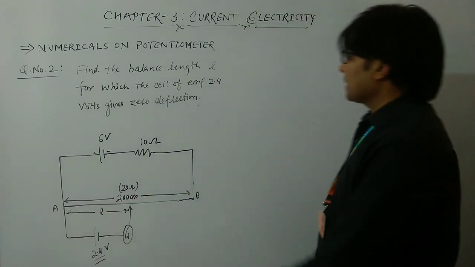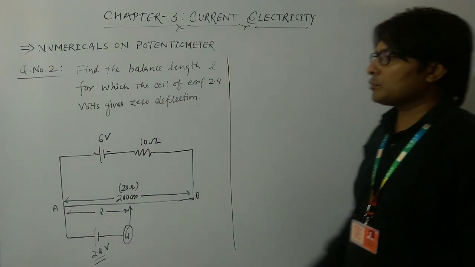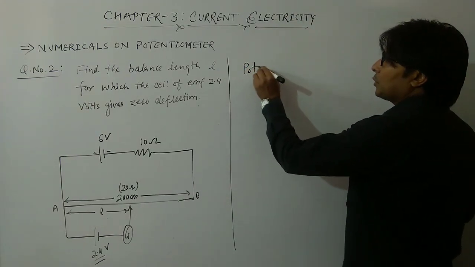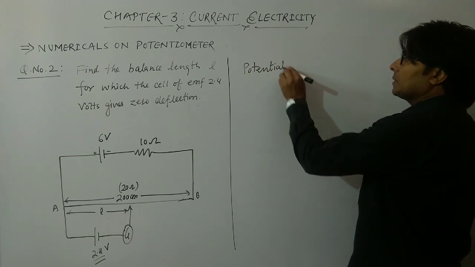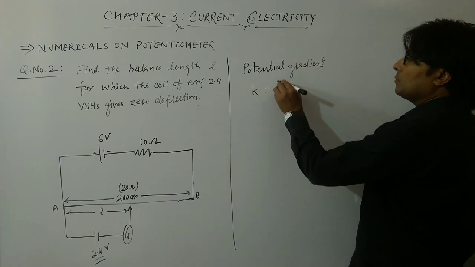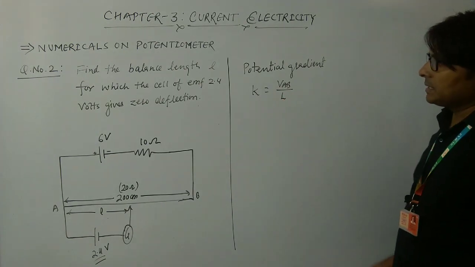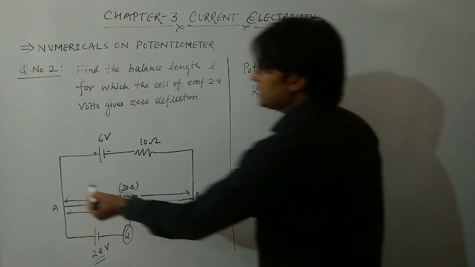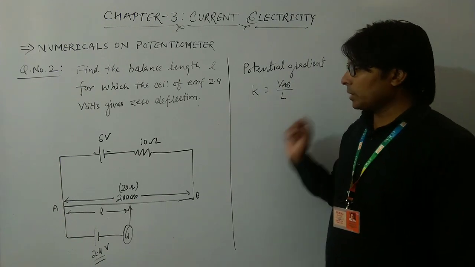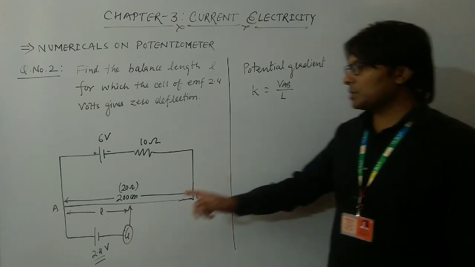So once again, as we have discussed in the previous question, we have to find out the potential gradient. So what is the formula for potential gradient? Potential gradient K is equal to total voltage drop on wire AB divided by total length of wire AB, and it totally depends upon the primary circuit, that is this circuit. The total length of this wire is given as 200 centimeter, which means 2 meter, and the total resistance of this wire is 20 ohm.